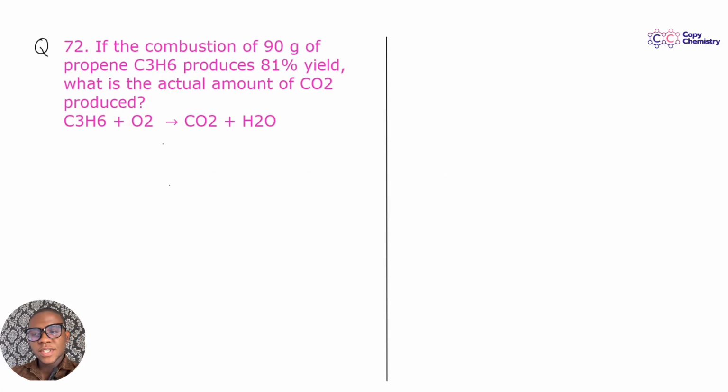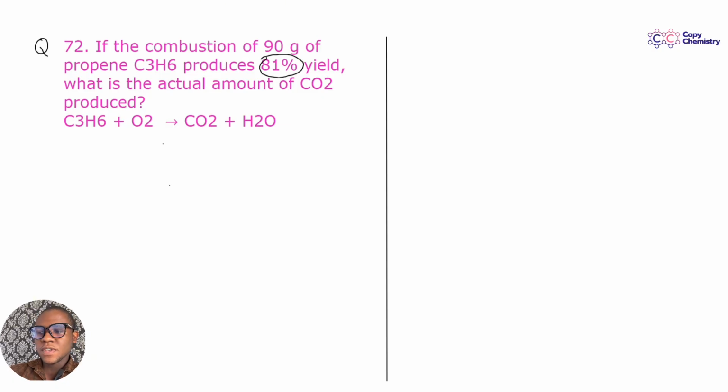Hello, this is question 72 on stoichiometry, and you're going to have to pay a little more attention to this one because it may be a little tricky. The combustion of 90 grams of propene, that's C3H6, produces 81% yield. What is the actual amount of CO2 produced? Now, we are going to assume here that this 81% yield is 81% yield of CO2.